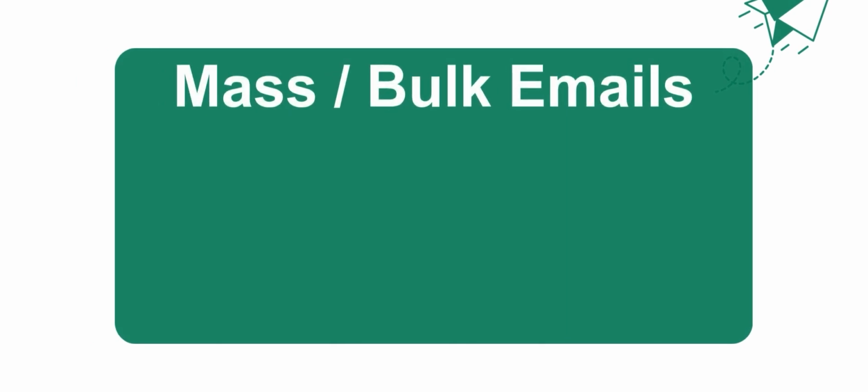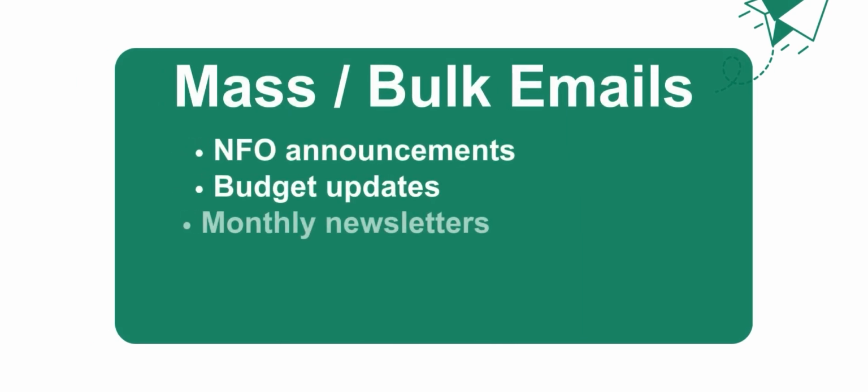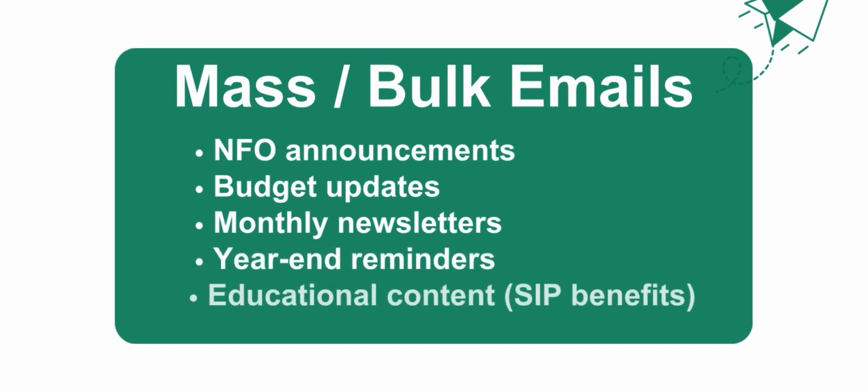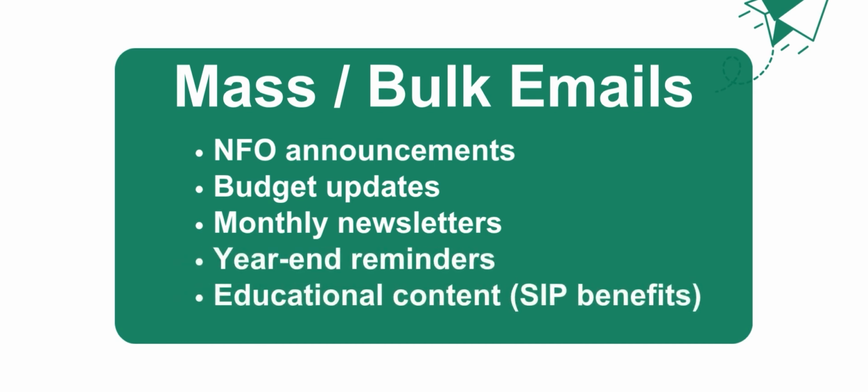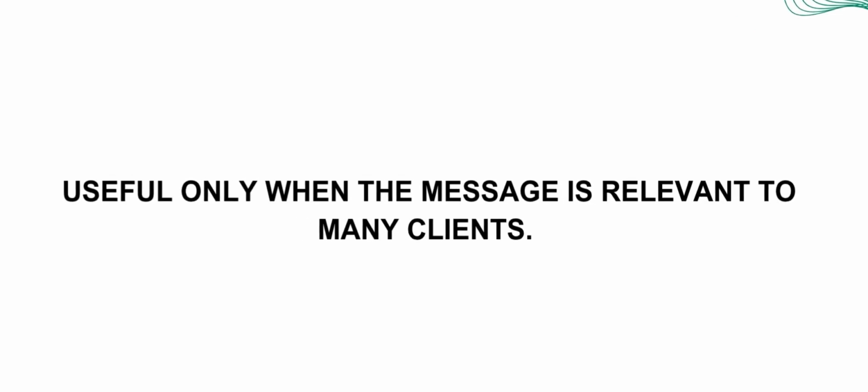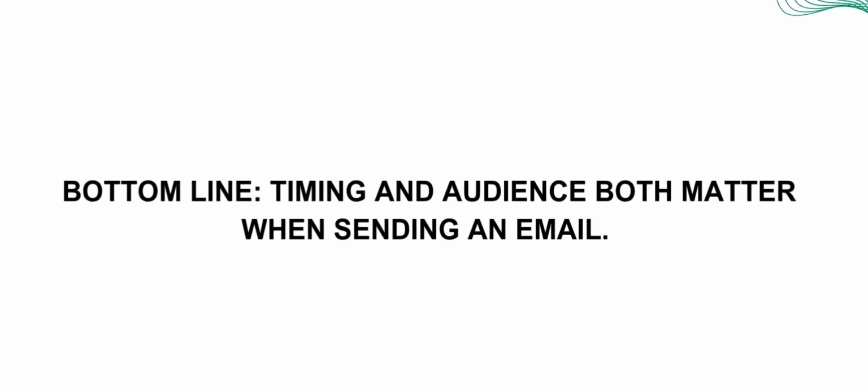Next, mass or bulk emails are great for NFO announcements, budget updates, monthly newsletters, year-end reminders, educational content like, let's say, SIP benefits. These are useful only when the message is relevant to many clients. So, the bottom line is timing and audience both matter when sending an email.